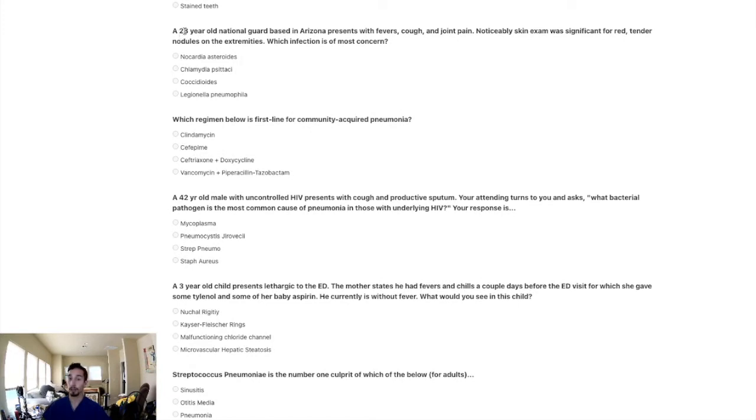A 28-year-old National Guard based in Arizona presents with fever, cough, and joint pain. Noticeably skin exam, significant for red, tender nodules. Which infection is of most concern? So, you have an otherwise seemingly healthy guy in Arizona. They're probably telling you it's Arizona for a reason. Comes in with kind of non-specific symptoms and some nodules, which they make sure to emphasize. So, which infection is most concerning?